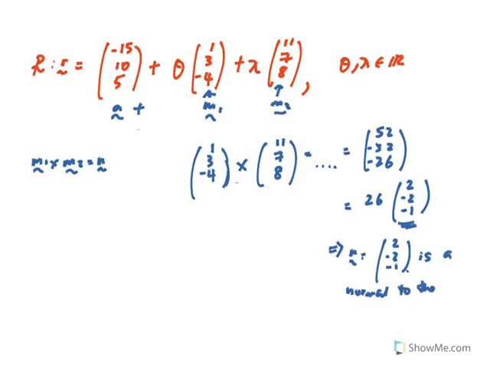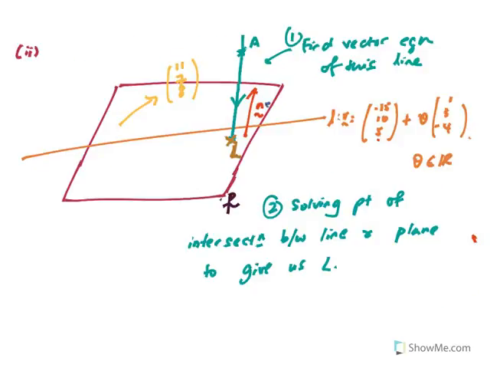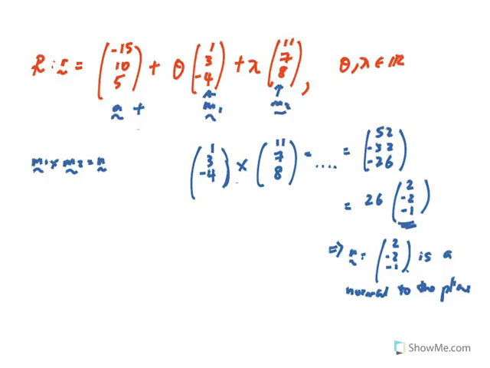Okay, with that, why are we finding this? Because this 2, negative 2, negative 1 will help us to find the green color portion, to find the vector equation of that line. And from there, we can say the vector equation of the line, using the normal of the plane.